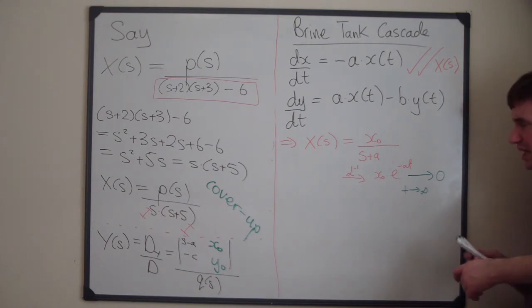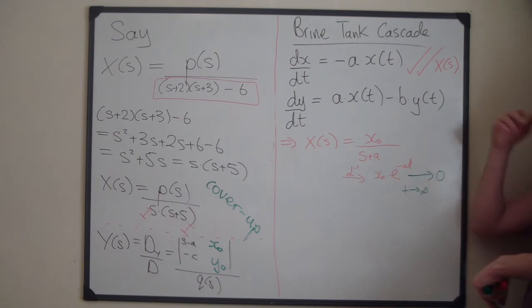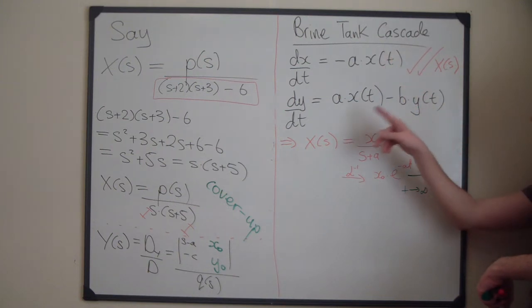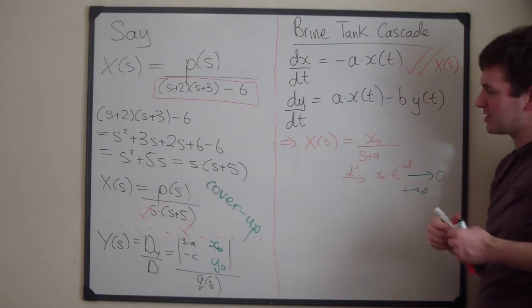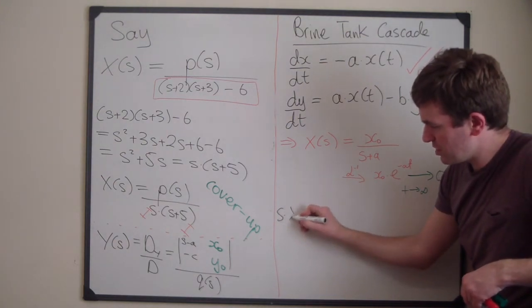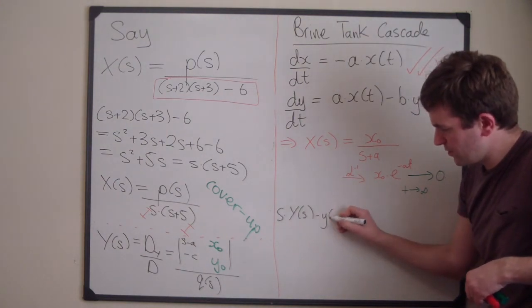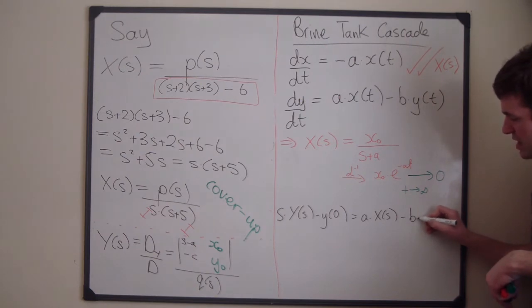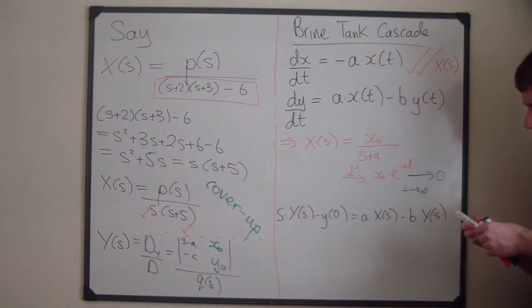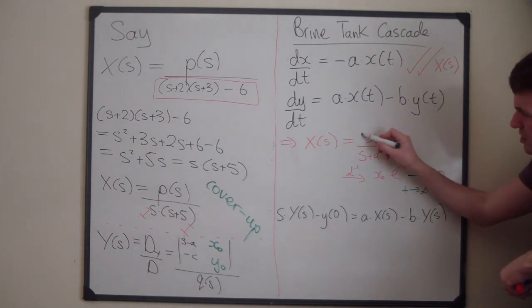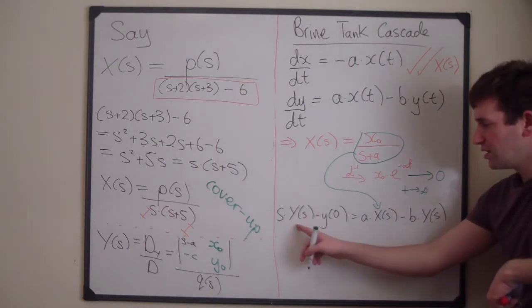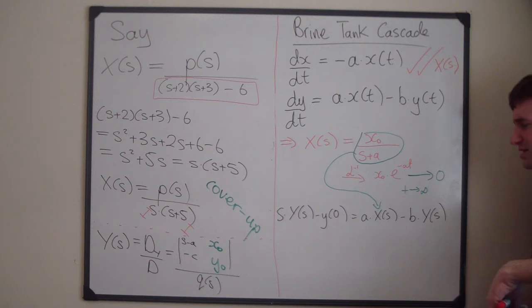And if you read what the brine tank cascade actually is, that'll make good sense to you. The idea with this is, while these are simultaneous equations, the first one is a function of x alone, so you can just solve it. The other one is a simultaneous equation, but after you've done the Laplace transform, which gives s times big Y of s minus y of 0 equal to a times big X of s minus b times big Y of s, you substitute this in here and you end up with just an equation in Y of s. If you understand that, it turns out to be quite easy.